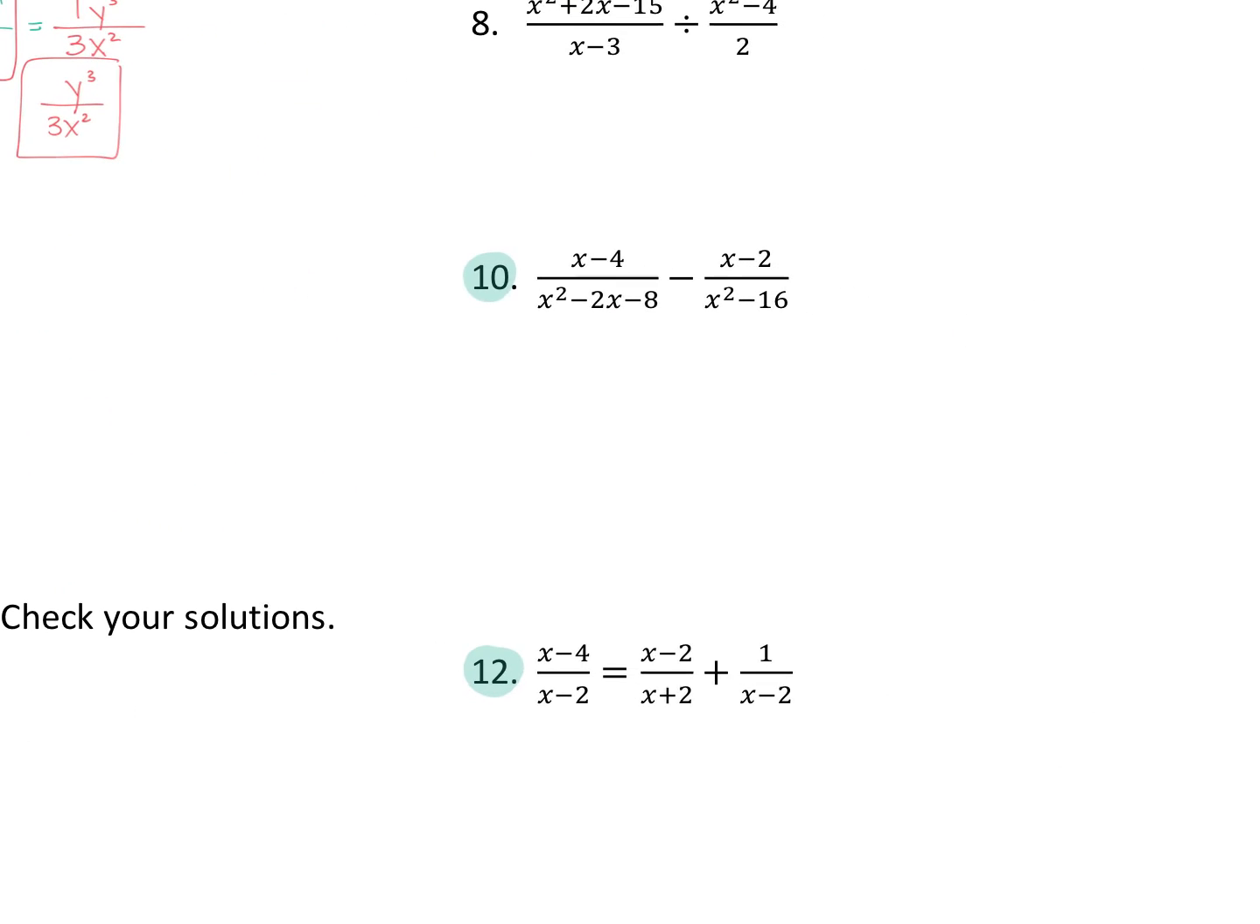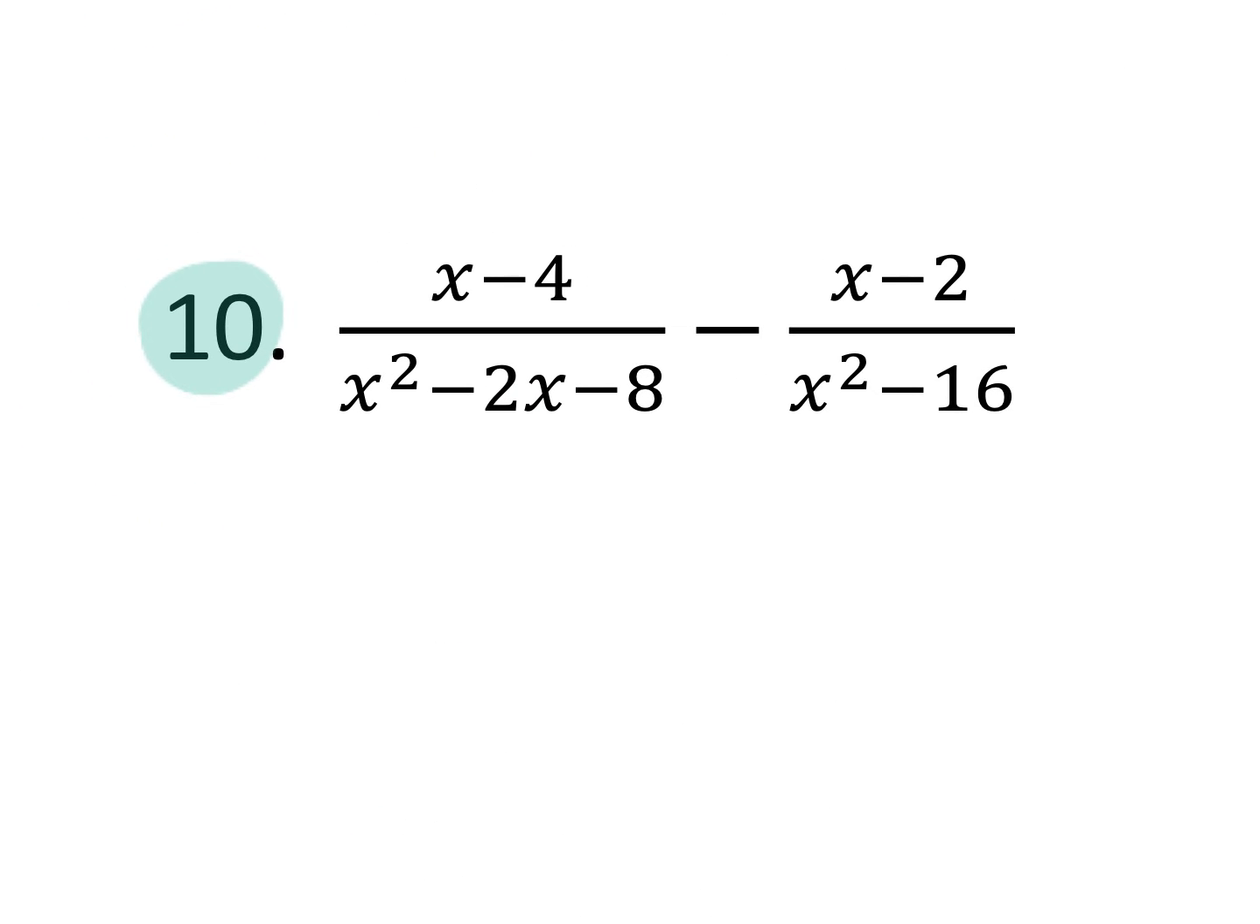Okay, number 10. Now we're subtracting. These ones are a little trickier because it's a little easier to make mistakes with subtraction. First thing you're going to do is factor this, and factor this. Do you remember how you factor a difference of squares? X plus and x minus, and you square root both, right? So x plus 4, x minus 4 for that one.